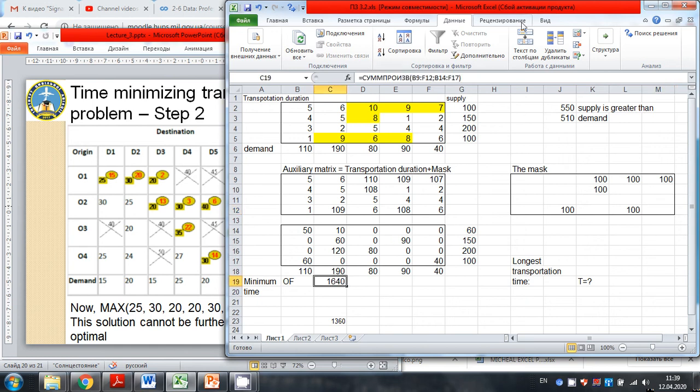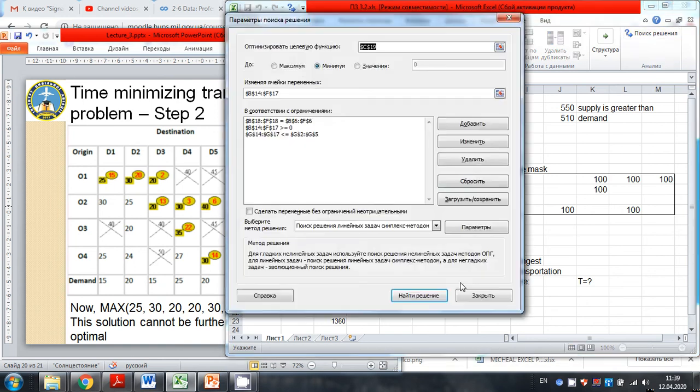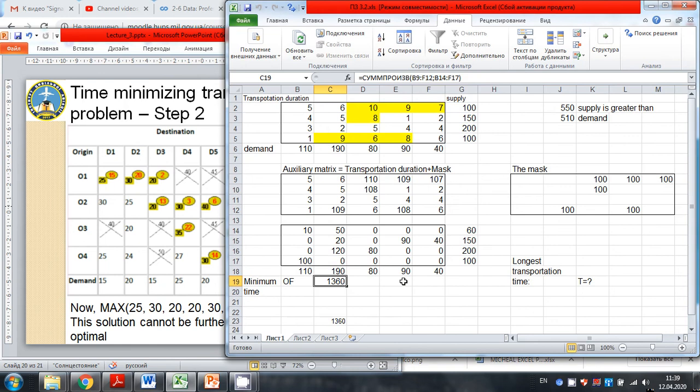Okay, this is our solution. This is the optimal transportation plan. The quantity of goods to be transported from origin 1 to destination 1, from origin 1 to destination 2, from origin 2 to destination 2, from origin 3 to destination 2, from origin 4 to destination 1, from origin 3 to destination 3, and so forth. So this is our optimal transportation plan. We see that the longest transportation time is 6.